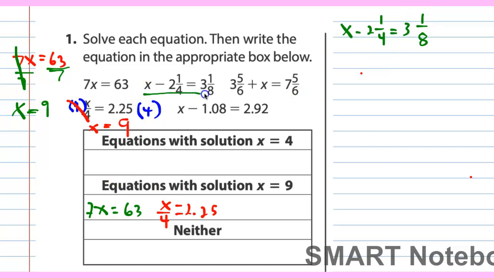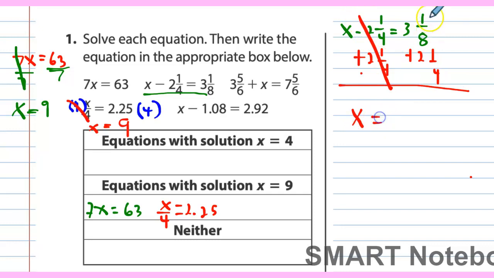We copy this problem and you solve it here on the side, since we have no space. This is x minus 2 and 1/4 equals 3 and 1/8. We do the inverse operation. Since this is minus 2 and 1/4, we have to do the opposite. We have to do plus 2 and 1/4, on both sides of the equation. Obviously we can cancel it out, so x equals 3 and 1/8 plus 2 and 1/4.